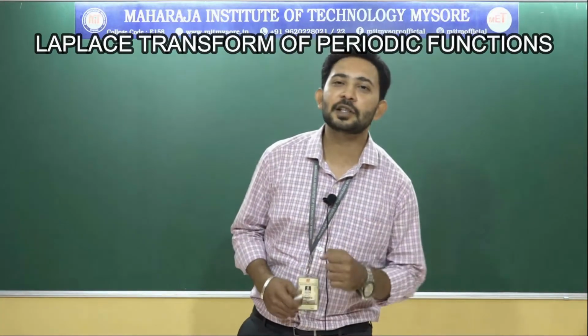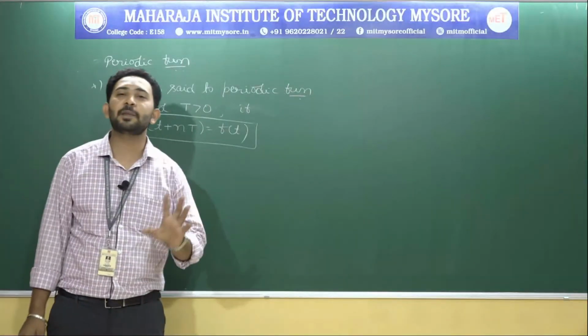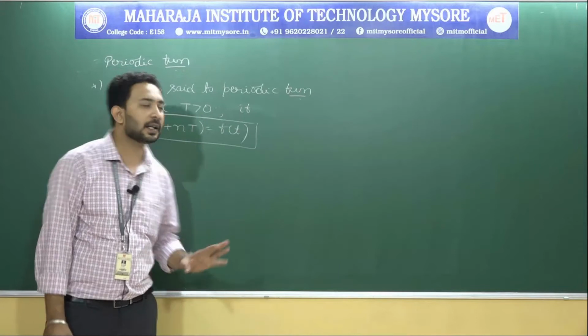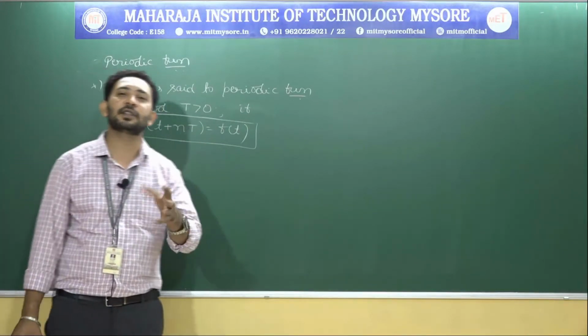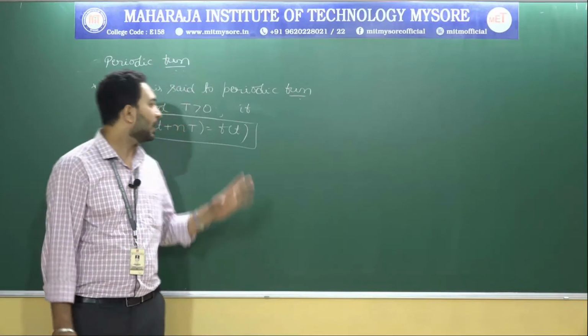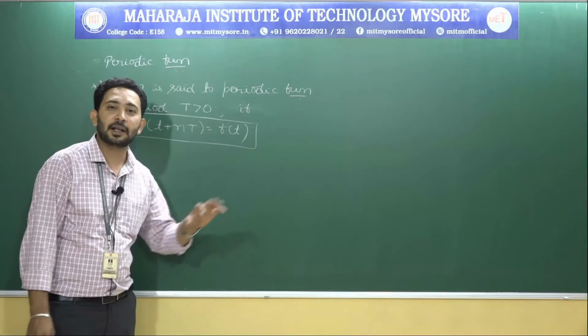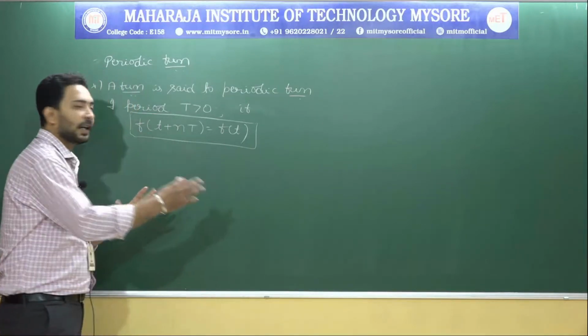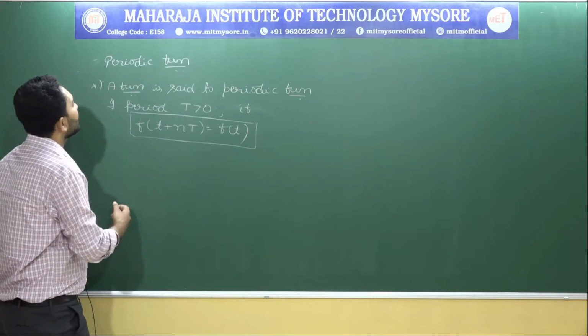Then what is the definition of a periodic function? A function is said to be a periodic function for the period T greater than 0. Here I have taken T, you can take any non-zero constant. If f of t plus nT equals f of t. For example, as I said, trigonometric functions sin theta and cos theta are examples of periodic functions.